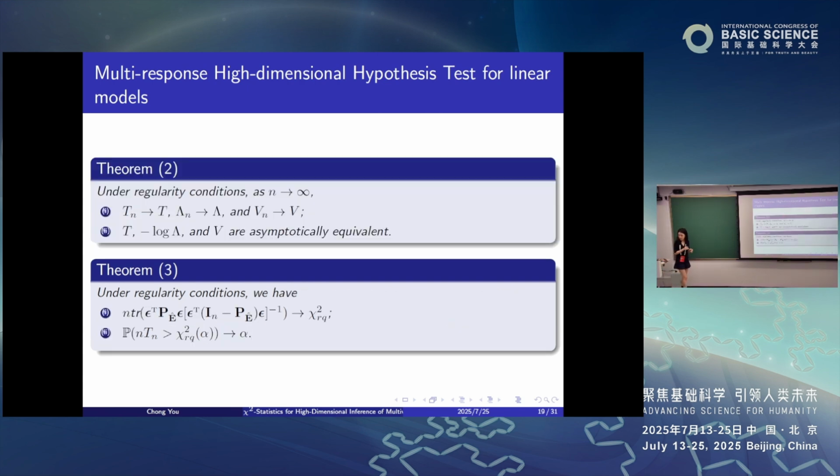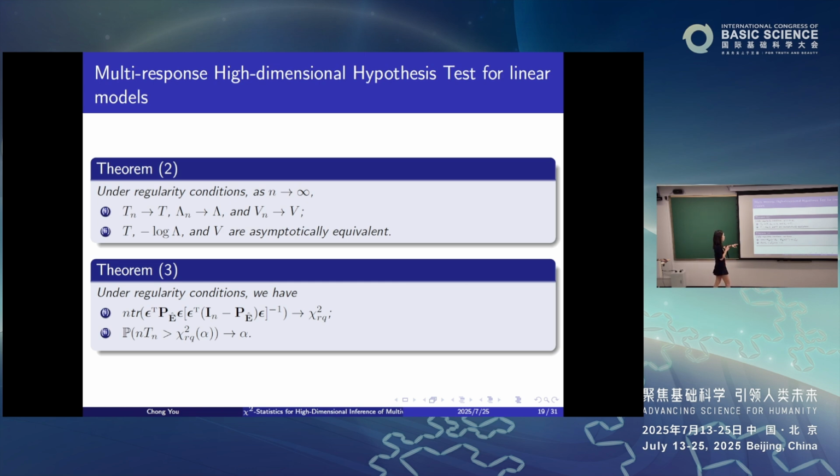The second theorem we proved is that, again under the regularity conditions, when the sample size is large enough, those three test statistics will go to the true one. We also proved those three are asymptotically equivalent to each other. So if we prove the property for Tn, then for lambda and for V, they are all valid because they are asymptotically equivalent to each other.